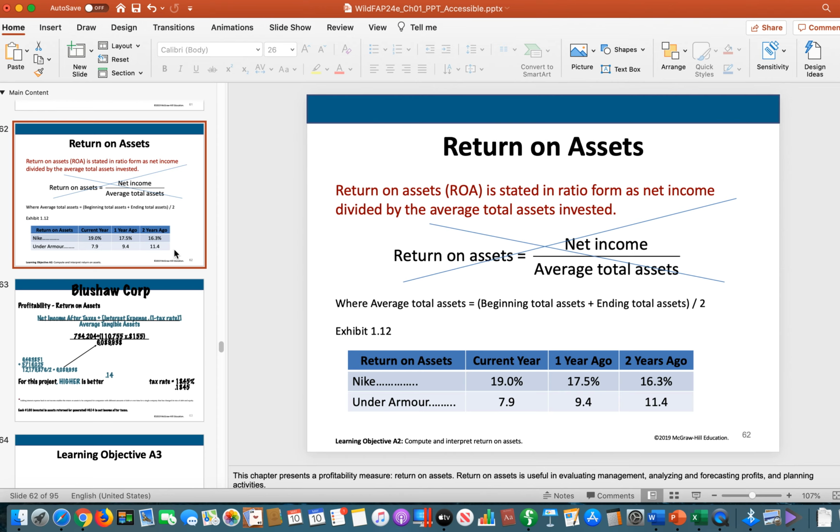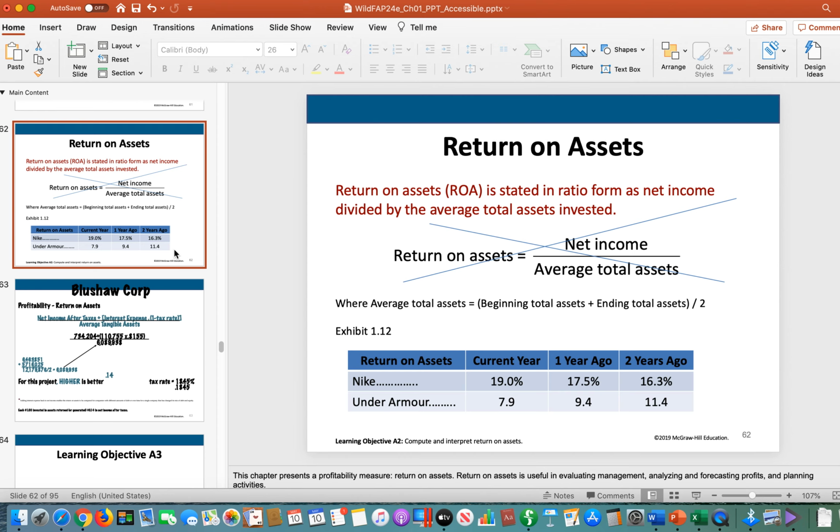Net income divided by the average total assets. Do not use this. Do not use this. As I repeat this, do not use this particular ratio. Do not use this method that they are using to calculate return on assets. The next slide, I will show you the formula I want you to use. But let me explain some things here.